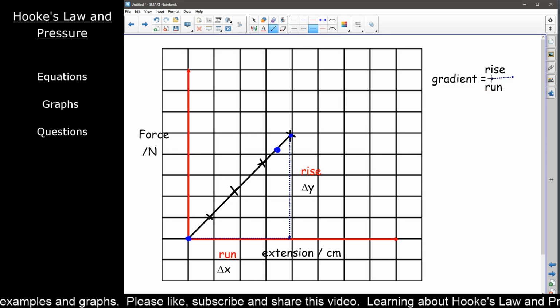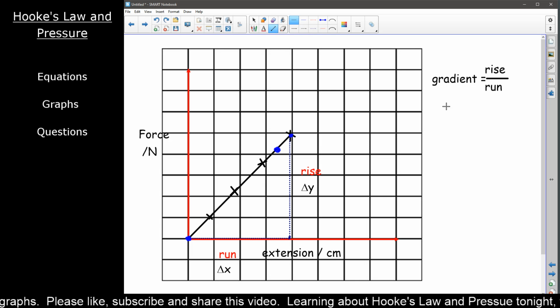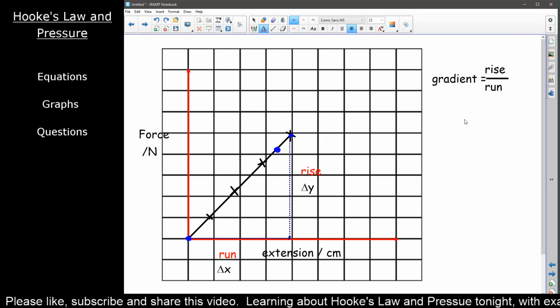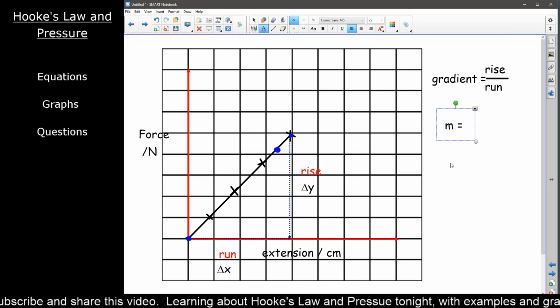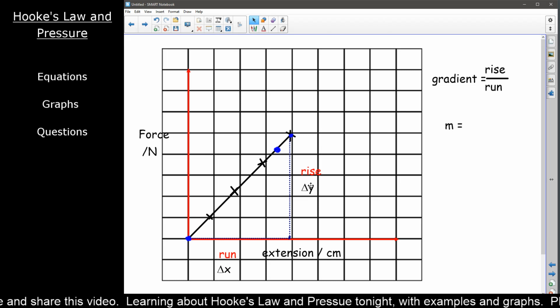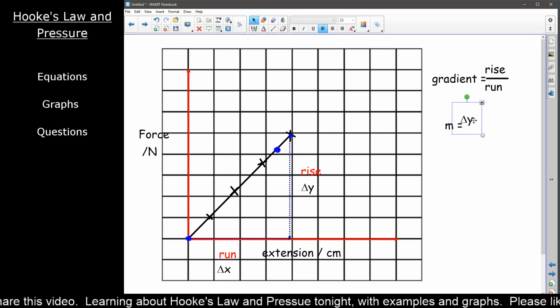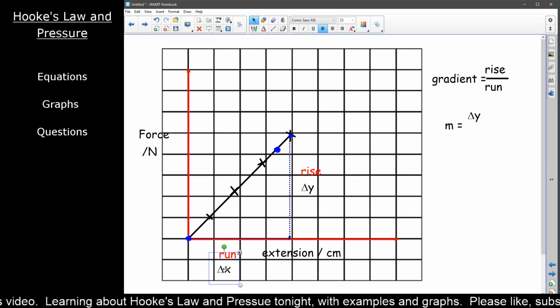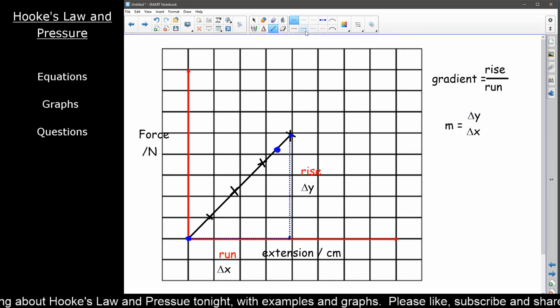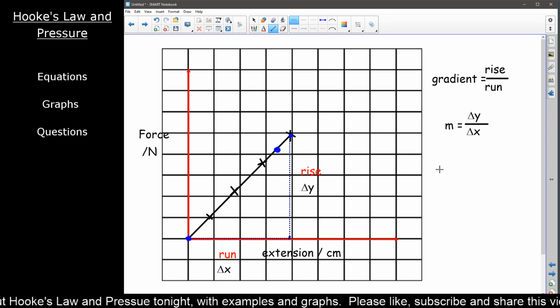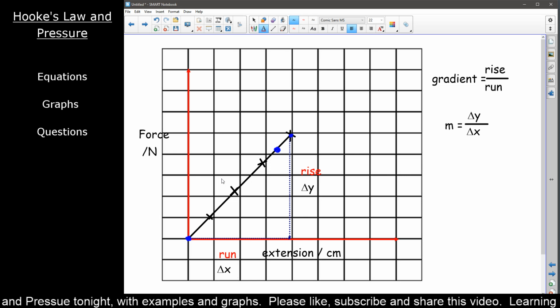You pop that into your calculator and you just get that sorted out in a proper line. There we go. Or if you want to write it mathematically and you want to show off a bit, m equals, because m is the symbol for gradient, is equal to delta y divided by delta x. Your change in y divided by your change in x. Easy peasy. So let's just do a little sample calculation here.